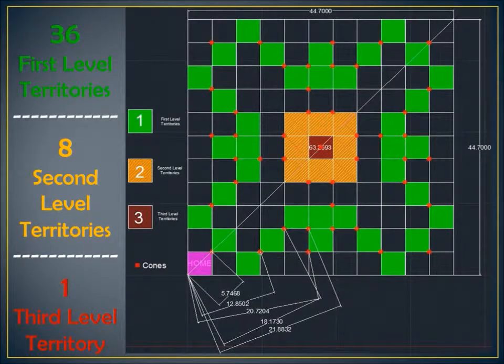Here is a CAD diagram of the arena and of all the territories. There are 36 first level territories which are marked in green, 8 second level territories which are marked in orange, and 1 third level territory which is marked in red.